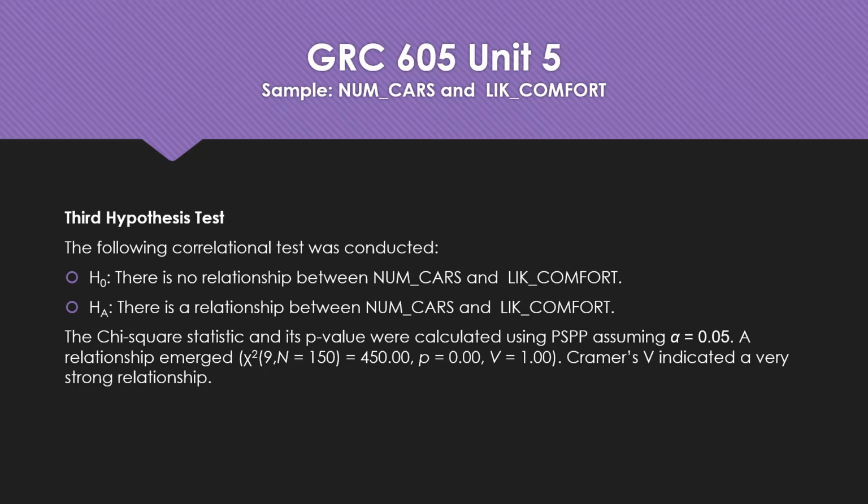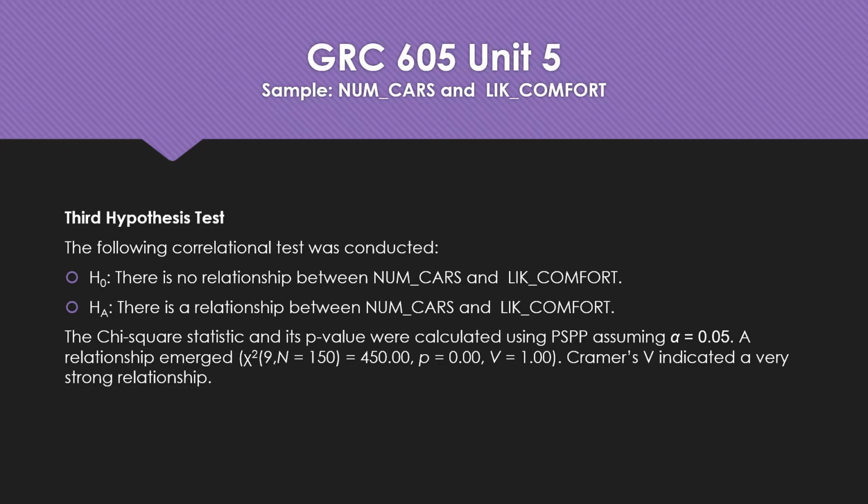A relationship emerged. Formula result, the chi-square has 9 degrees of freedom with 150 cases. The statistic for the chi-square is 450. P-value equals 0.00, and the Cramer's V equals 1.00. Cramer's V indicated a very strong relationship.